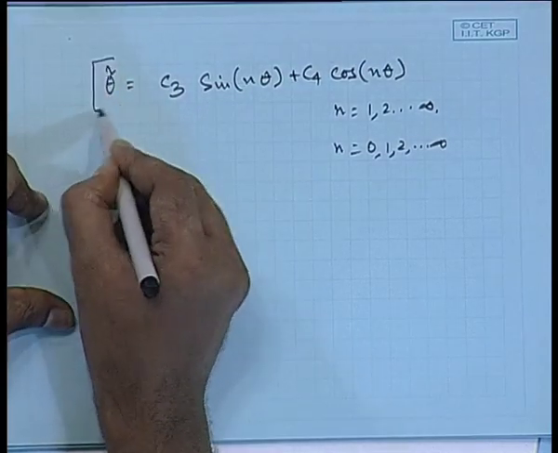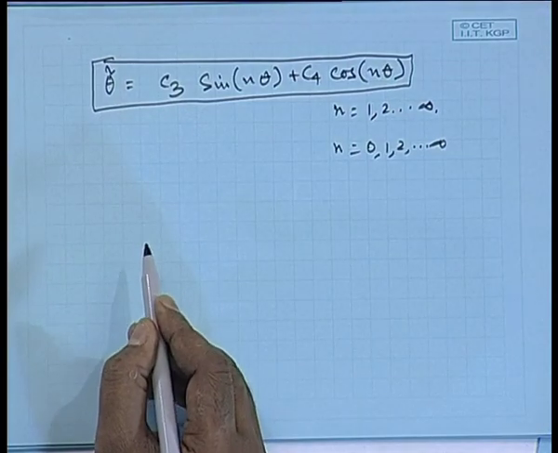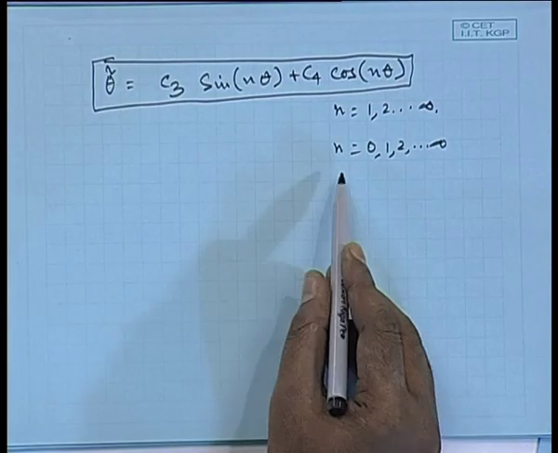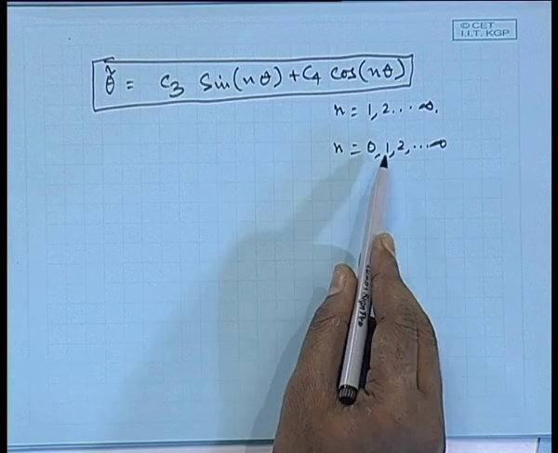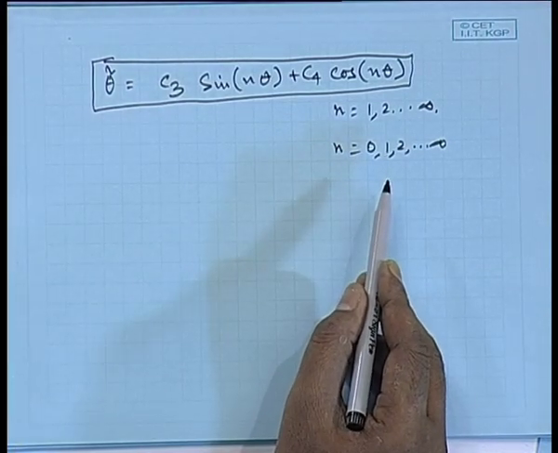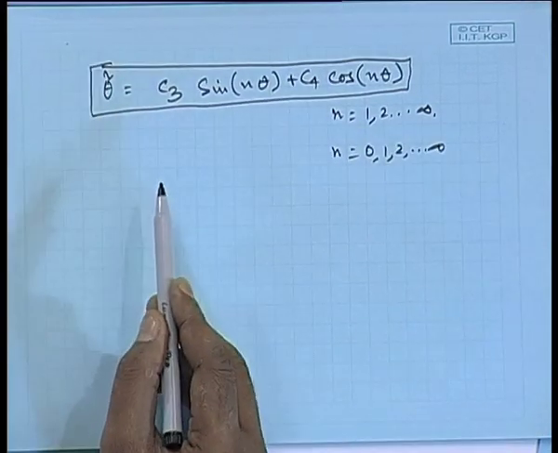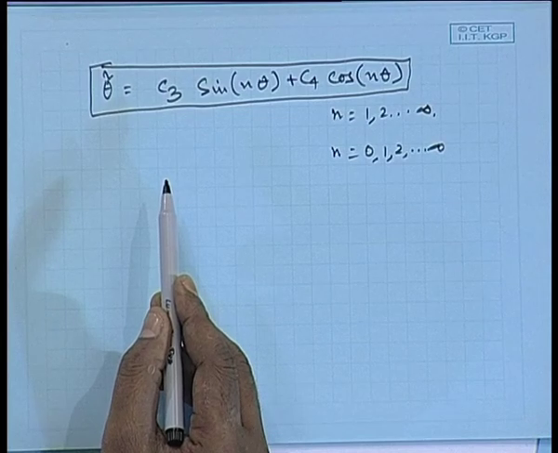Now, this can be a generalized eigenfunction for this particular problem in the theta direction if I state n equal to 0 to infinity, including 0, that is 0, 1, 2, 3, 4 up to infinity, because at n equal to 0 you will be getting theta hat equal to constant, that includes the case when constant was equal to 0.